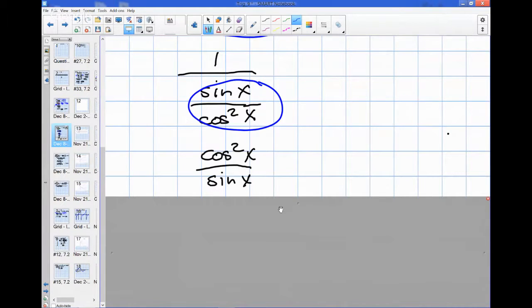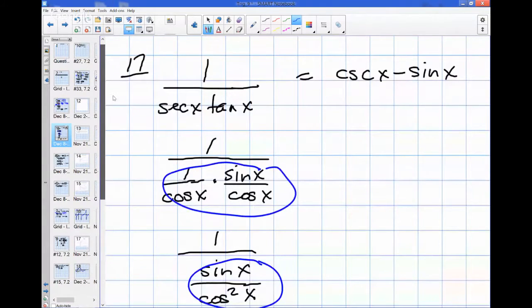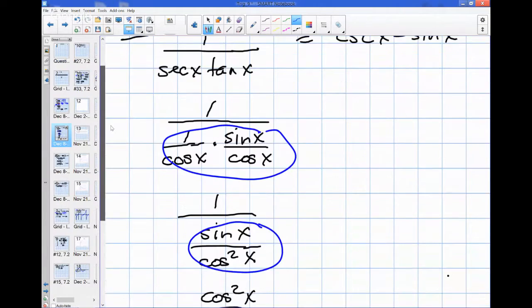So now we're at cosine squared x over sine x. Now remember, and this is the bad news of doing this electronically and not on a board, let's go back. What are we aiming for? Oh yeah, we want to get cosecant minus sine. Cosecant minus sine. All right.